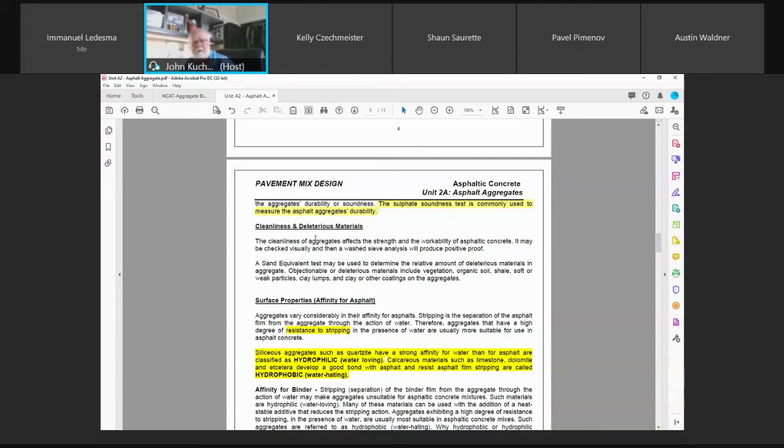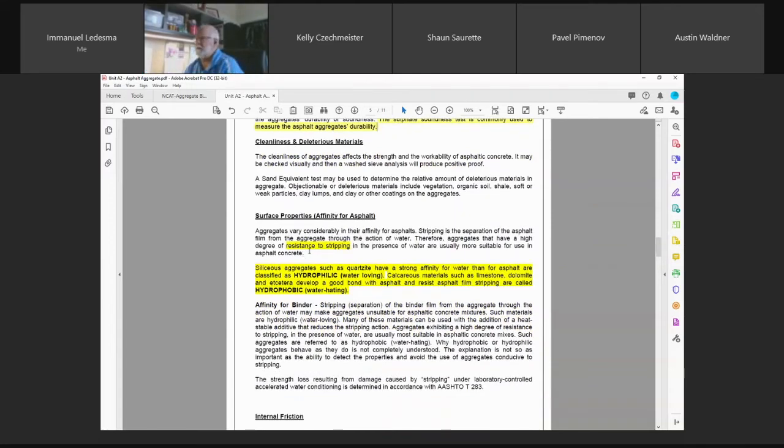Clay lumps. Sometimes you get clay balls or clay lumps in your aggregate. And many times if you wash it and you don't wash it well enough, those clay lumps don't break down, because when wet clay dries it becomes hard. It's got some pretty good dry strength. Also any other coatings you don't want, that may impede the function of the asphalt cement on the aggregate.